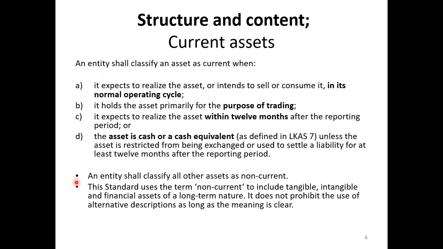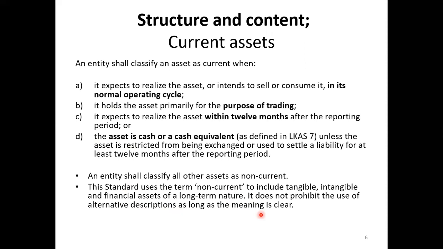An entity shall classify all other assets as non-current. If any assets do not satisfy these criteria, all such items will be listed under the non-current assets. The standard uses the term non-current to include tangible, intangible, and financial assets of a long-term nature. It does not prohibit the use of alternative descriptions as long as the meaning is clear.